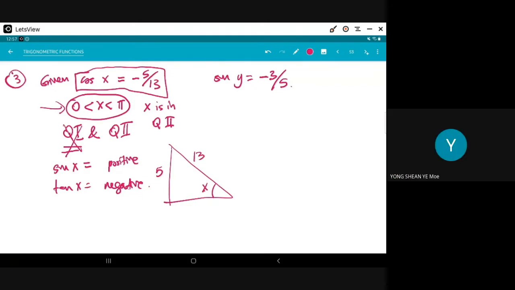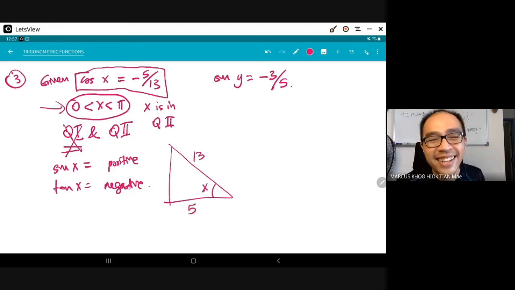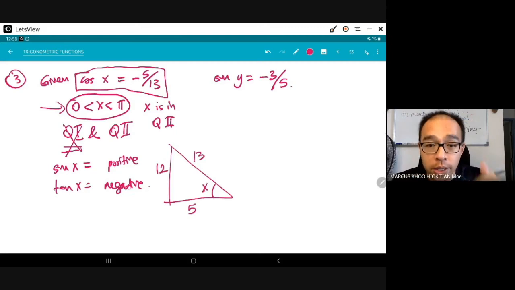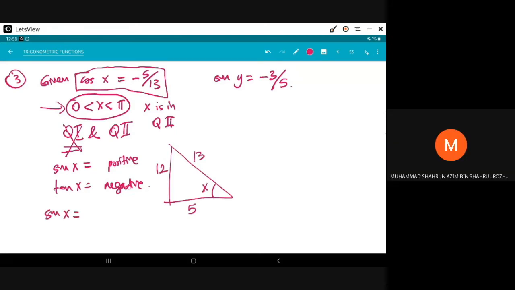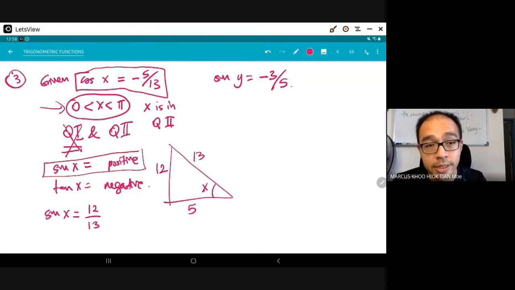So the adjacent is 5. Sorry, what's the opposite? Something is off with me today. 12. The opposite will be 12. So you can tell me what is the value of sine x. 12 over 13. Positive or negative? It has to be positive because it is in the second quadrant.